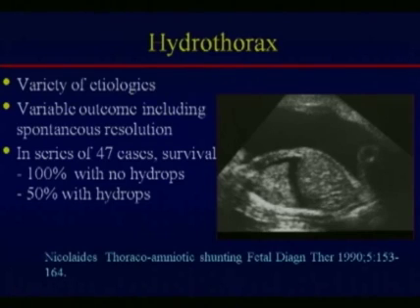Briefly, I want to mention hydrothorax. There's a variety of etiologies. It's not terribly common as an isolated finding. Usually it's associated with hydrops. Usually hydrops is evident in other areas, and so it's a fairly easy diagnosis. But in some cases it is isolated, and the etiology is uncertain.